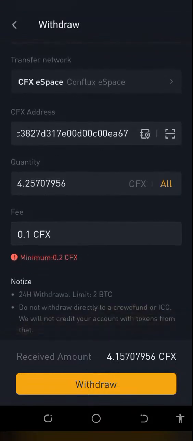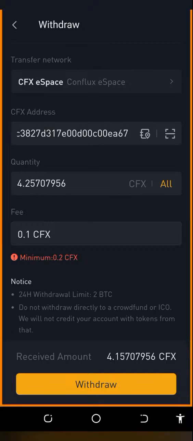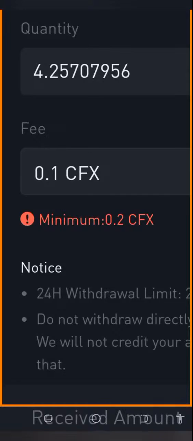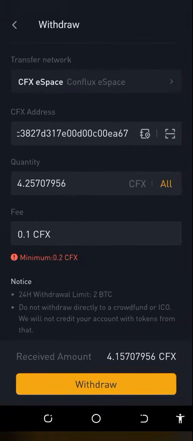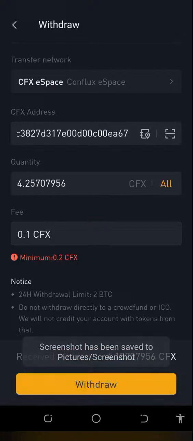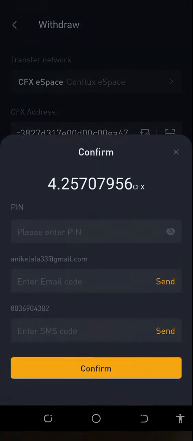What do we get? 4.15. Good. And I knew we were going to lose some money, but that's fine. The fee is 0.1 CFX. Okay, great, no problem. As long as I get my money out. Good. I mean, all we were just doing was risking a dollar, right? So let's go ahead. It says what? What did it say? Okay. So I'm just going to put in all my details and I'll see you on the other side.